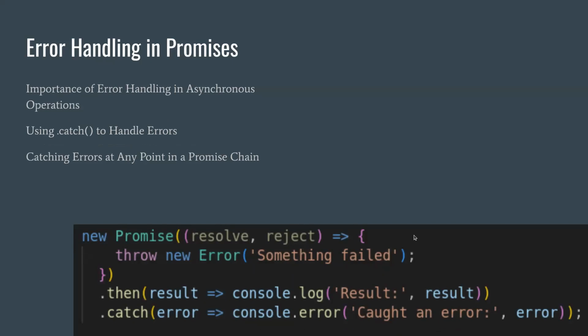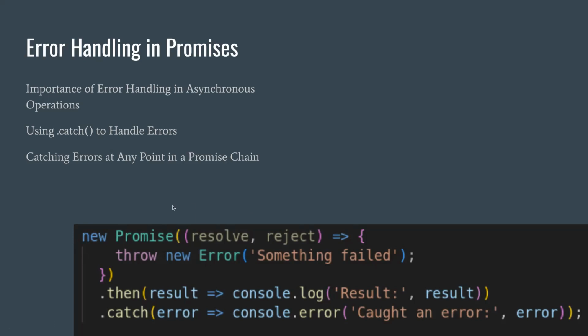So, error handling in promises. Error handling is especially crucial in asynchronous programming. So with promises, error handling is streamlined using catch, as you saw from the previous example. When an error occurs in a promise or in a then block, the execution skips all subsequent then blocks and goes straight to the nearest catch block. So this mechanism helps in writing robust code that can handle exceptions gracefully.